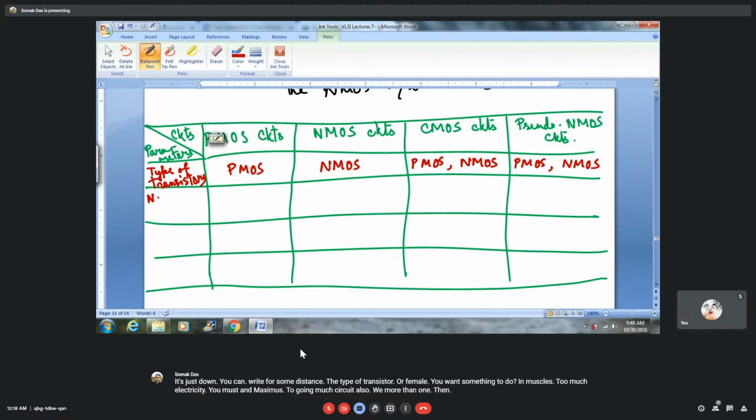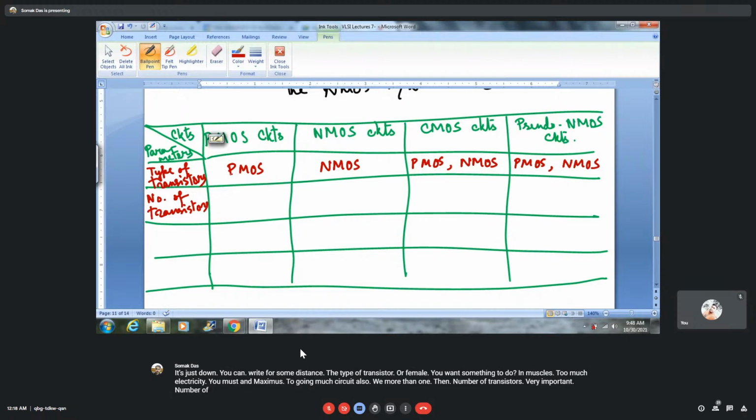Then number of transistors, very important. If the input is capital N, then here the number of transistors is N plus 1. For NMOS, it is also N plus 1. For CMOS circuit, it's 2 into N. For pseudo NMOS circuit, again it is N plus 1.